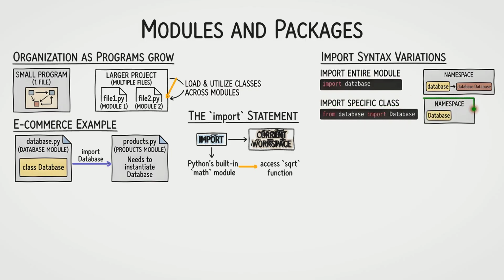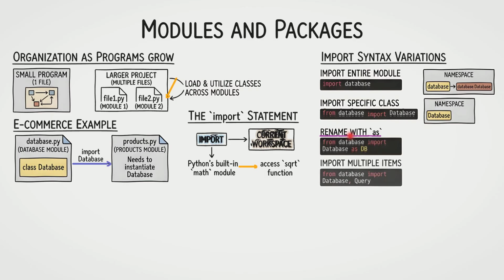This puts just the database class directly into our namespace. If a naming conflict occurs, you can rename the imported class using the as keyword. By writing from database import database as DB, it shows up as DB locally, preventing any confusion with existing classes. Furthermore, you can import multiple items in a single statement, bringing both the database and query classes into your namespace at once.